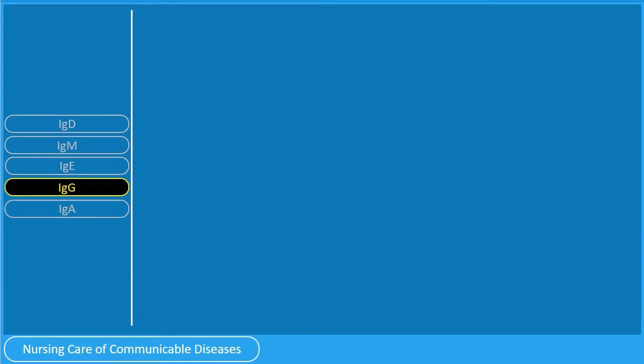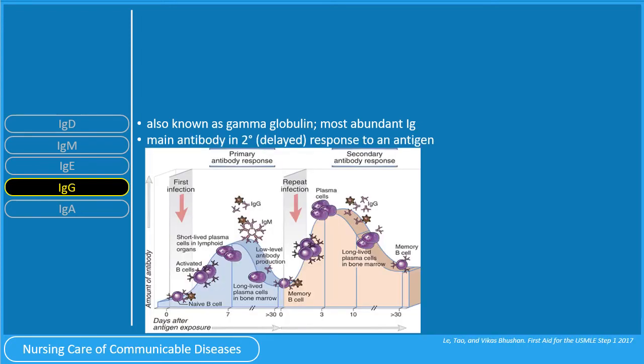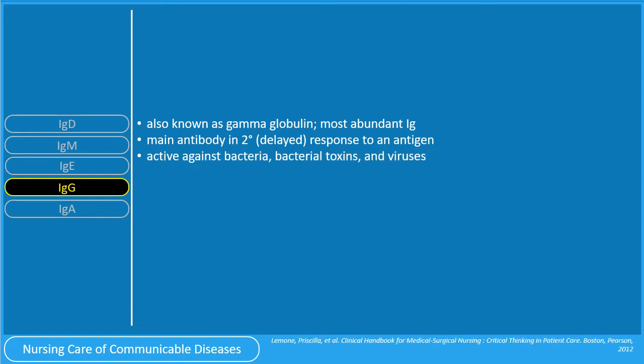How about immunoglobulin G? It is also known as gamma globulin and it is the most abundant immunoglobulin. To contrast, IgM is the largest immunoglobulin, but IgG is the most abundant immunoglobulin. It is the main antibody in secondary immune response to an antigen. It is active against bacteria, bacterial toxins, and viruses. It also crosses the placenta and therefore provides infants with passive immunity.